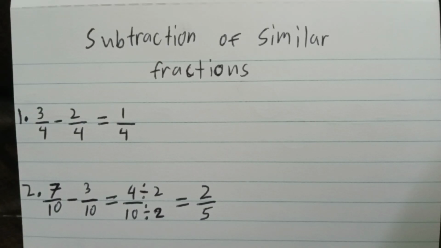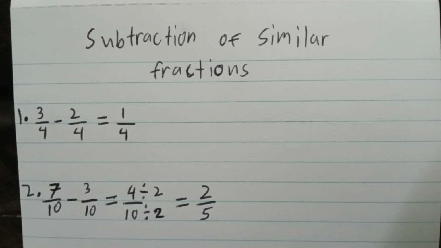Okay, so for our first topic, we have subtraction of similar fractions. As you can see here, they have a common denominator. So what we have to do is just subtract the numerators and simplify if needed. For our first example, we have 3 over 4 minus 2 over 4, which equals 1 over 4. We just subtracted the numerators and got our final answer.